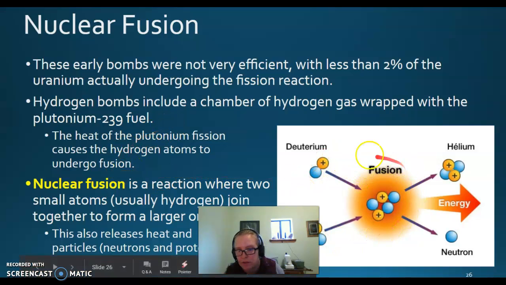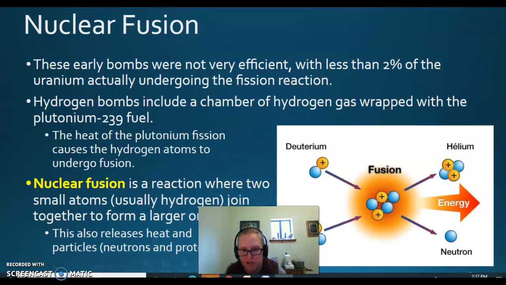Okay, so here's kind of an example of that. So not very much was undergoing that fission reaction. Maybe a good thing in our case, right? Because think about how disastrous it would be if it did all undergo fission. All right, and then nuclear fusion.